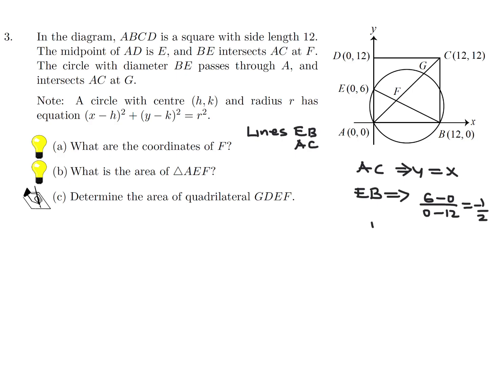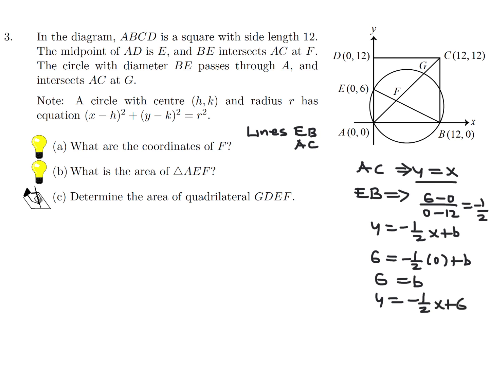And then y is equal to minus 1/2 x plus b. Therefore, b, well, we can substitute any of those points. So substitute, let's say, 0, 6. So 6 equals minus 1/2 times 0 plus b. So b is 6. So therefore, that equation is y is equal to minus 1/2 x plus 6. So set that equal to that, and you'll get your point F.